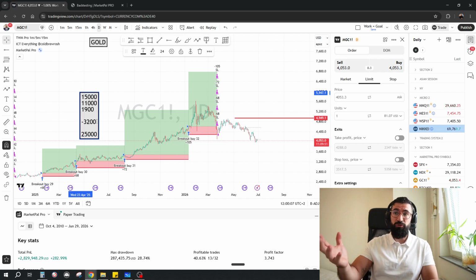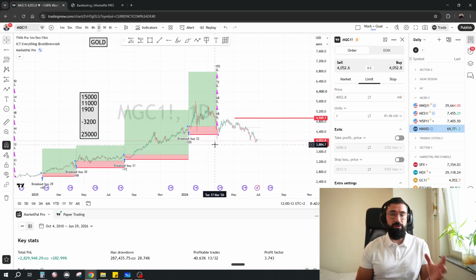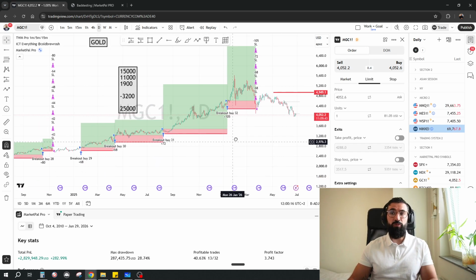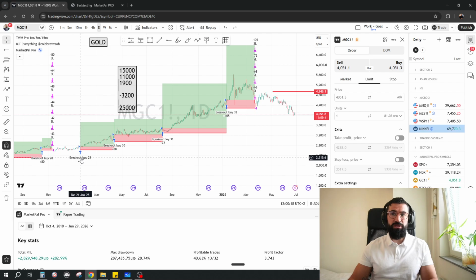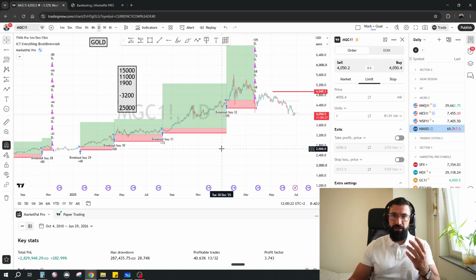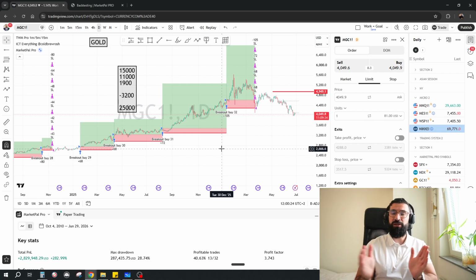The same move happened on silver, if you remember that. So you could have taken trades on gold and on silver and maybe made more profits. And just mind you, this is 1, 2, 3, 4. This is four trades. Four trades over the span of a year.